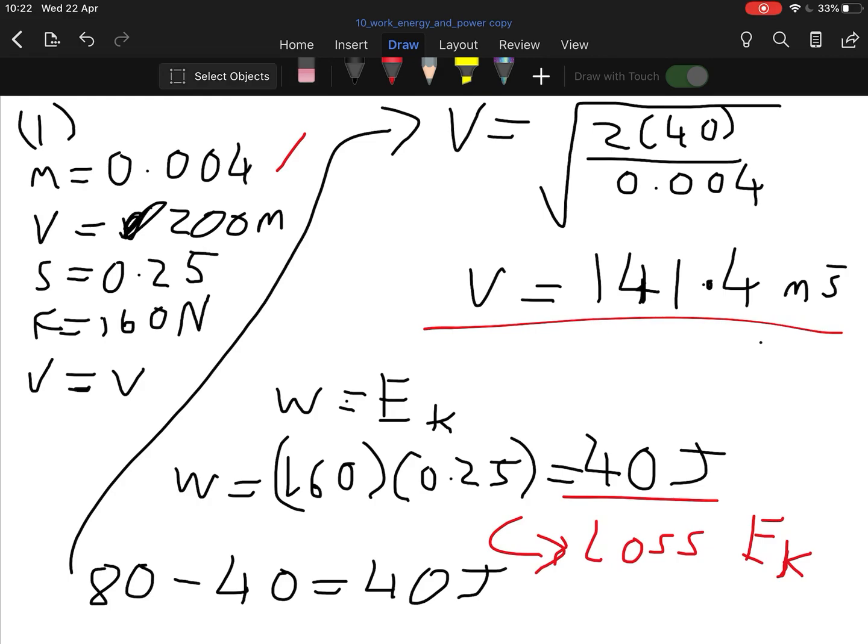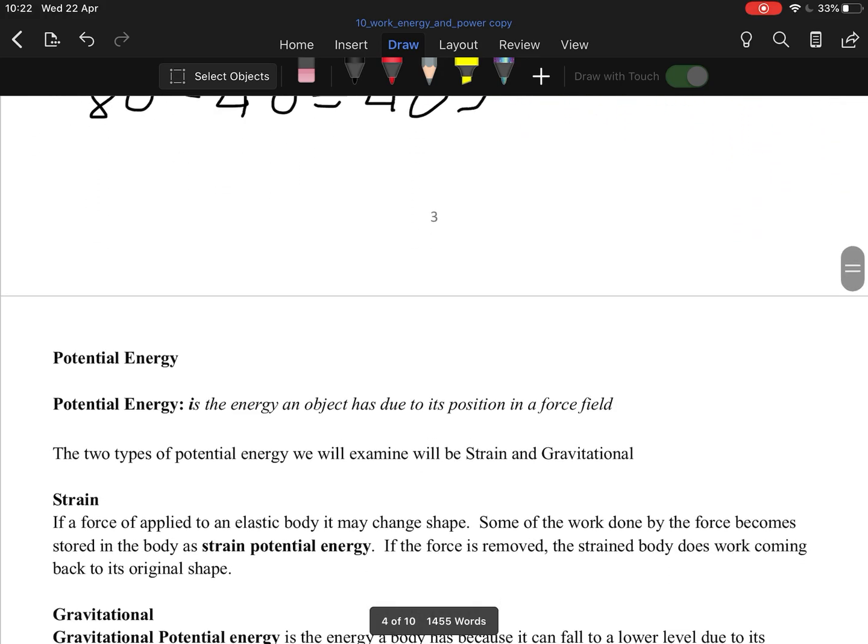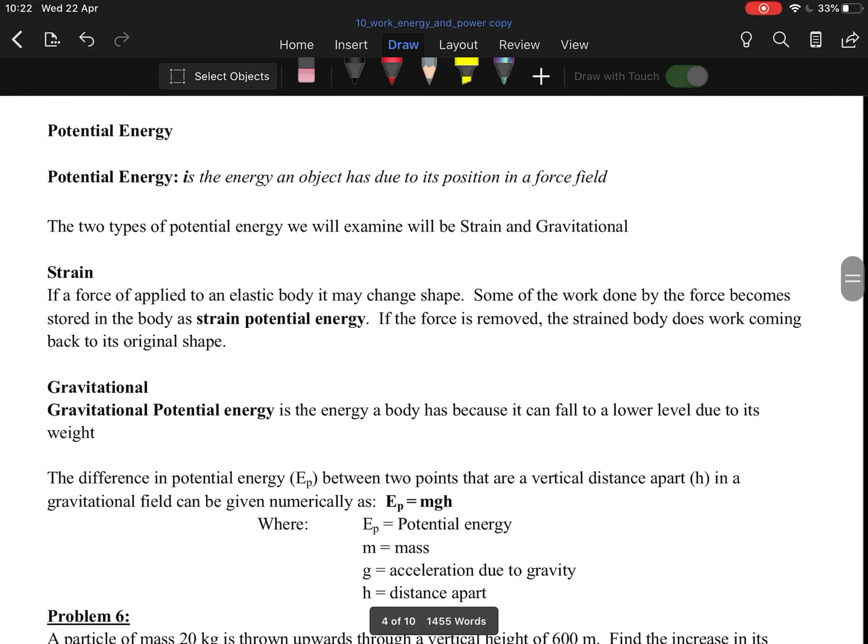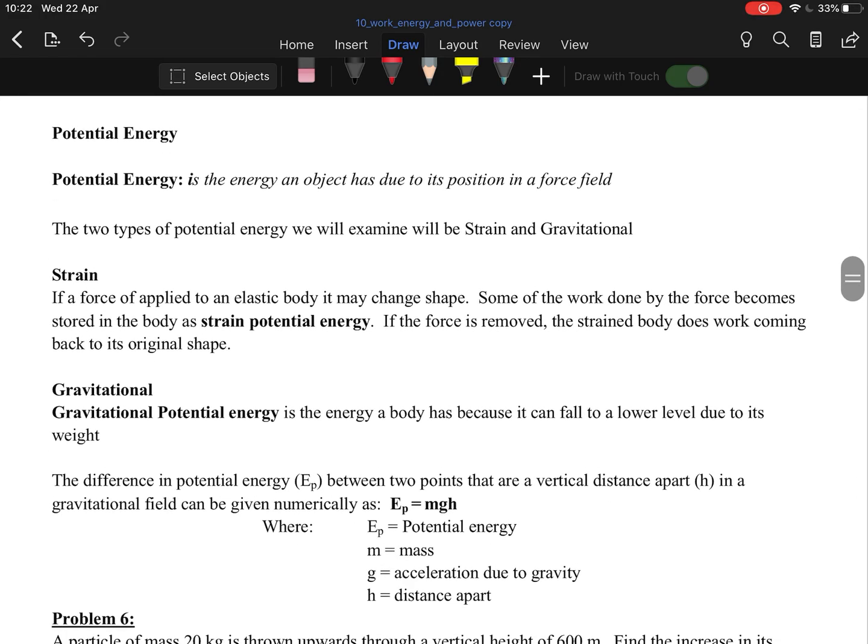So there you go. That's generally the way these kind of questions go. I think this came up in an exam paper once. We're close to halfway now, so we're going to look at potential energy next. So potential energy.